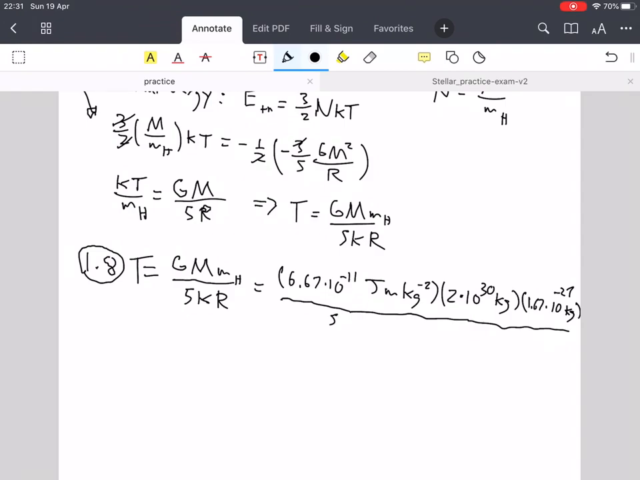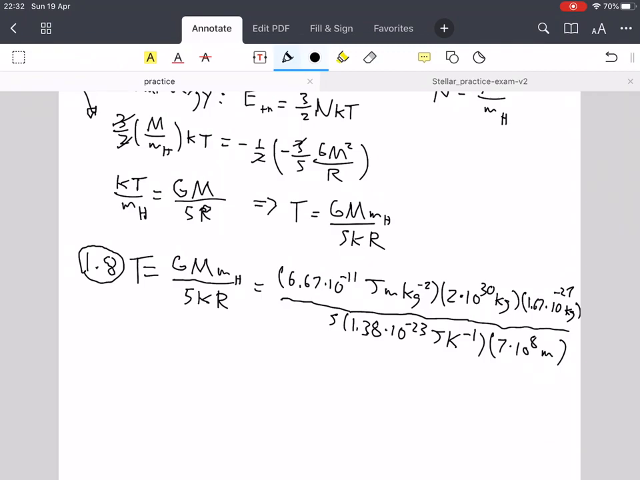Okay, and then in the denominator, we have to put in the Boltzmann constant, which is 1.38 times 10 to the minus 23 joules Kelvin to the minus 1, and then the radius of the sun. So 7 times 10 to the 8 meters.